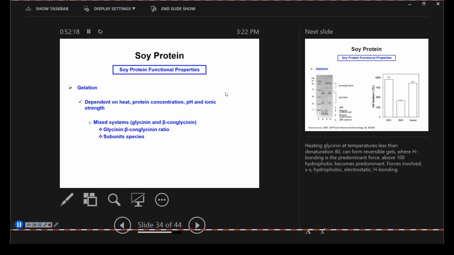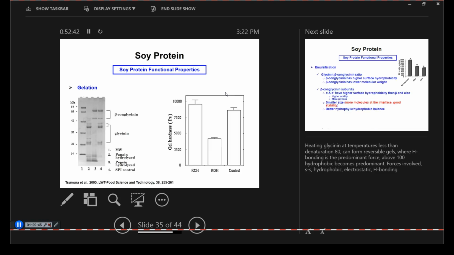Okay, so the ratio is very important, and a higher glycinin to beta-conglycinin ratio gives you a better gel. And also the subunit species play an important role in terms of the subunit molecular weight and the subunit's amount of cysteine in these subunits, which will impact the gelation.